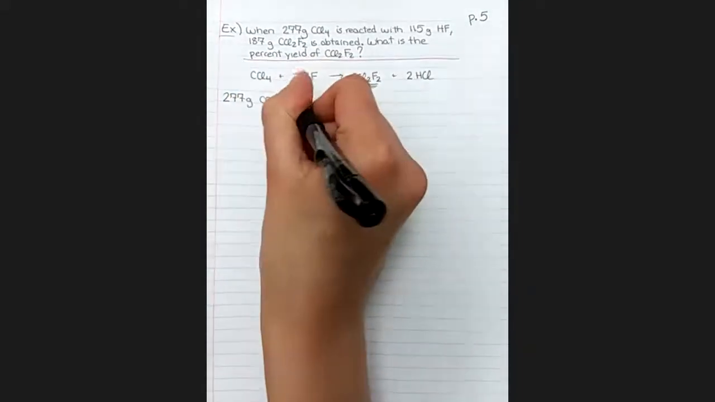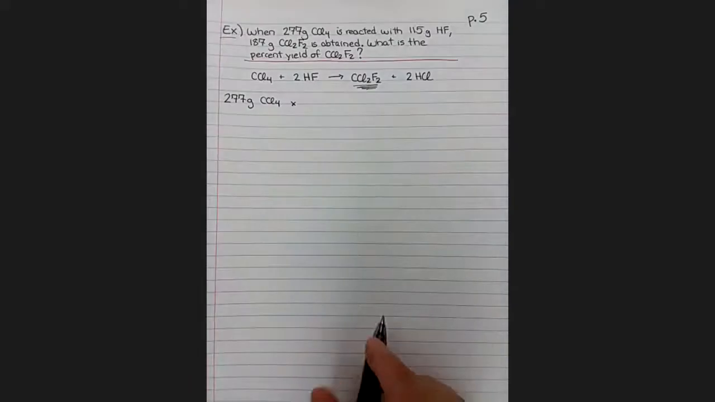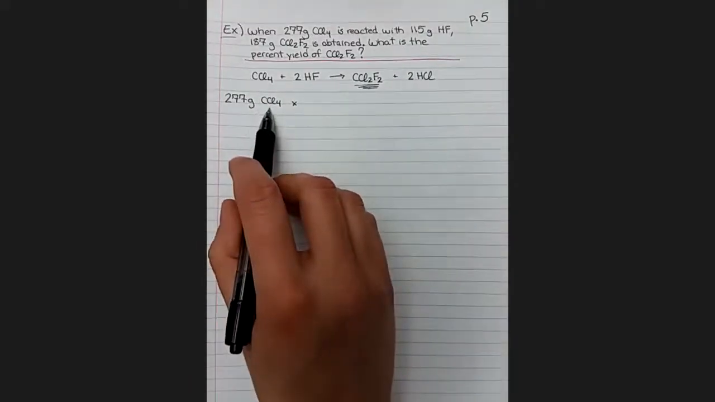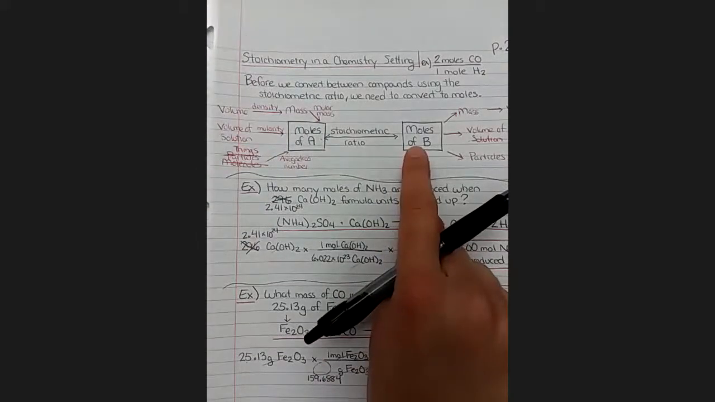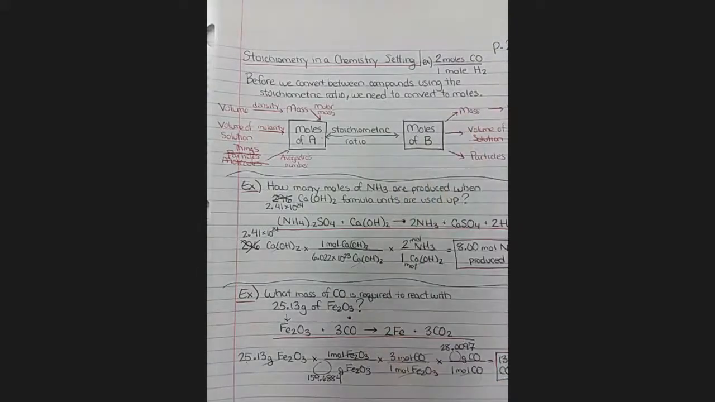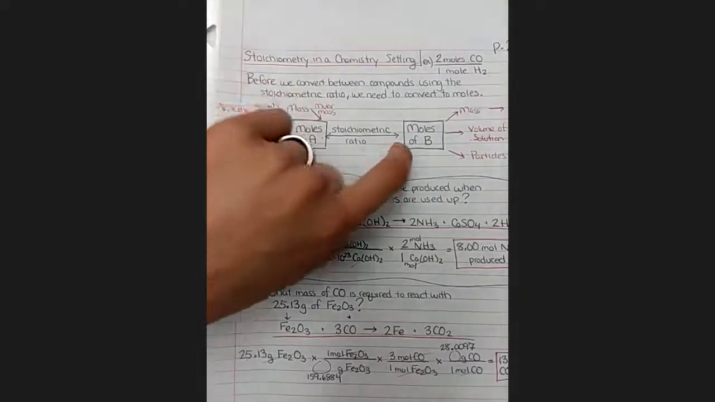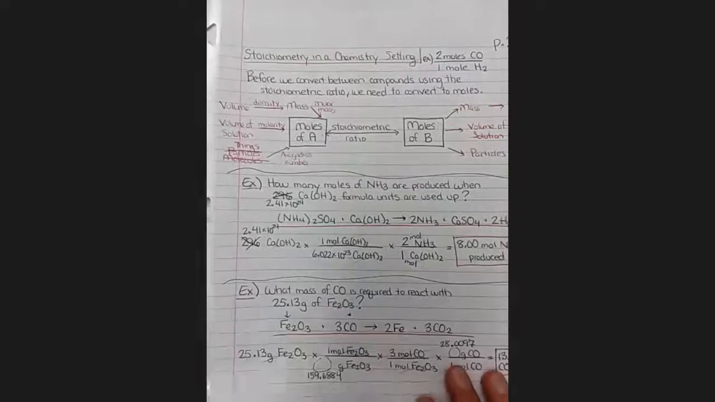So just like we did with the sandwiches, we will start with the first reactant, carbon tetrachloride. We need to convert this from the mass of carbon tetrachloride to the mass of the product that we made. So if we remember our table or our flow chart, we need to start with the mass of the first thing, convert to moles of the first thing, use the stoichiometric ratio to convert to moles of the second thing, and then convert back to mass.